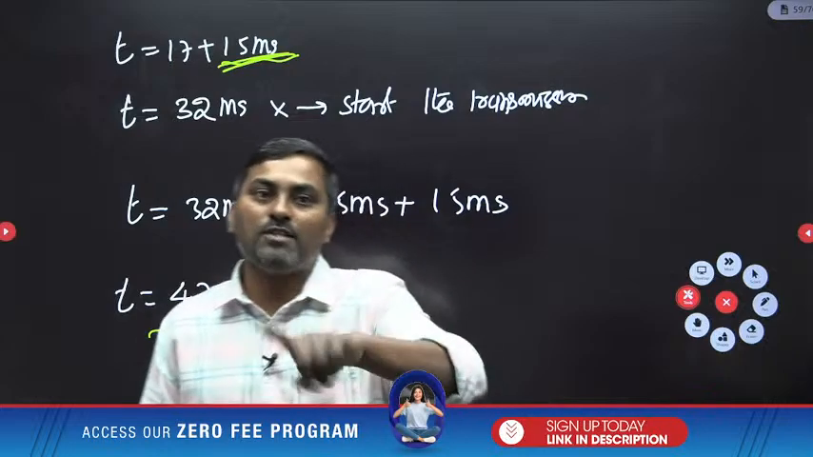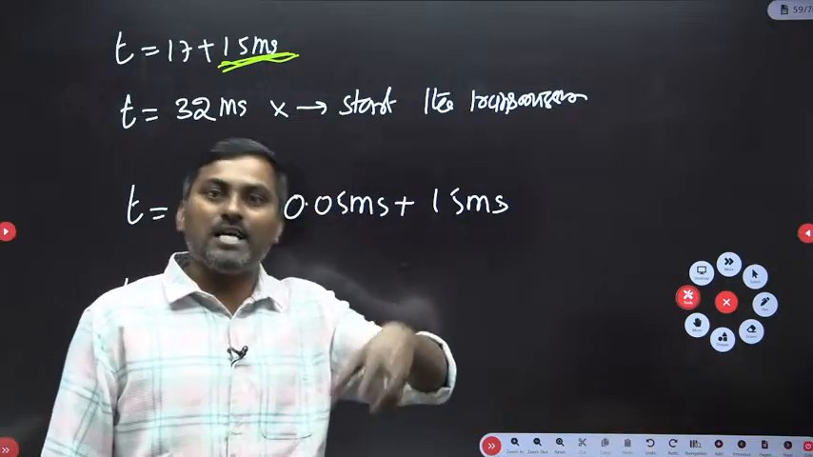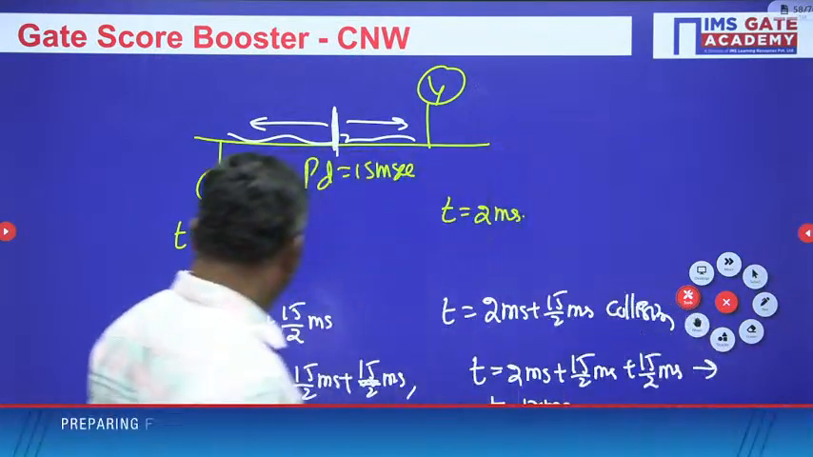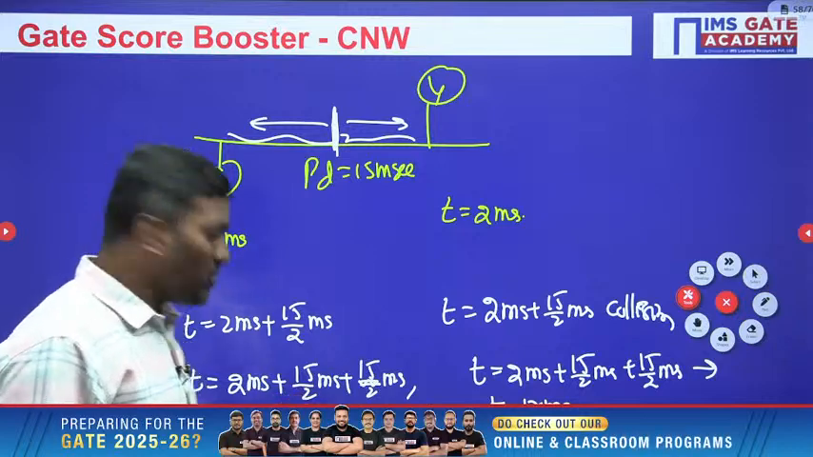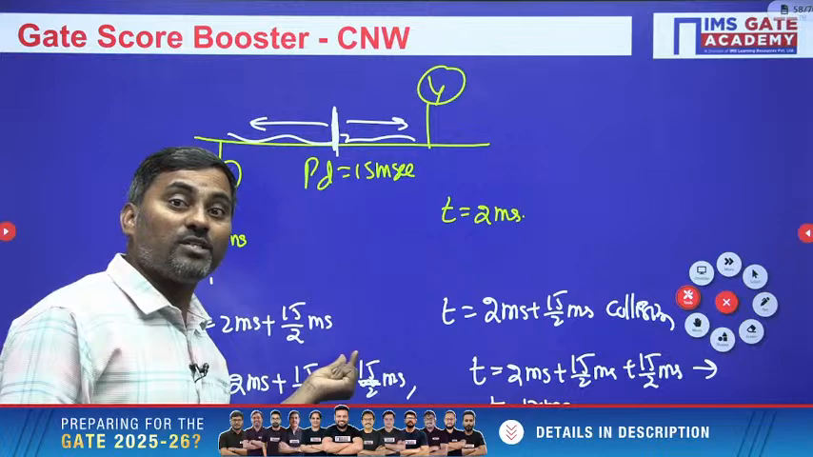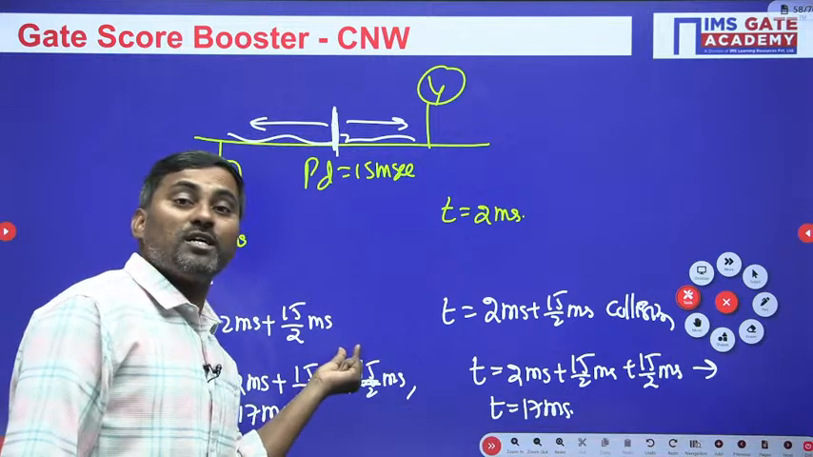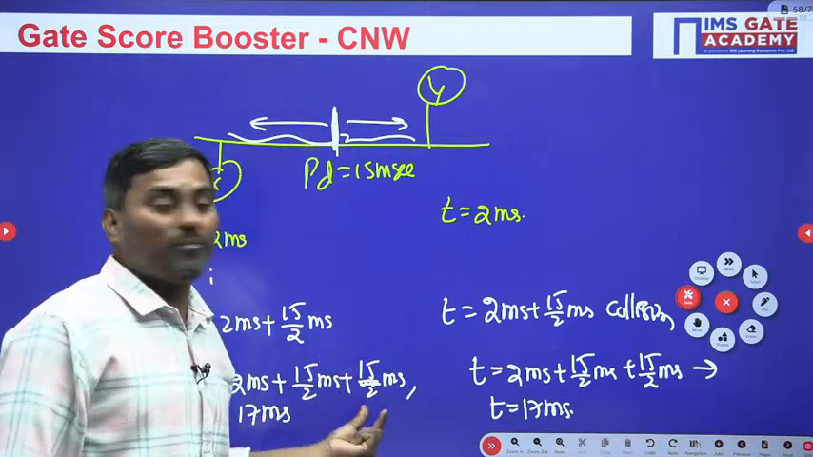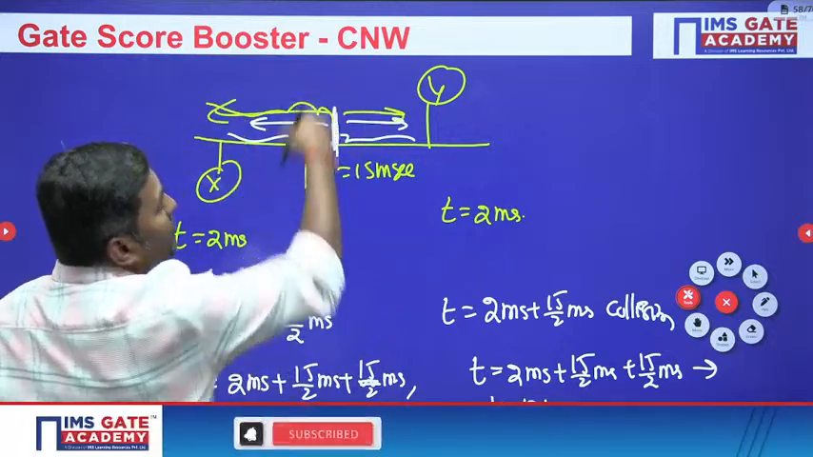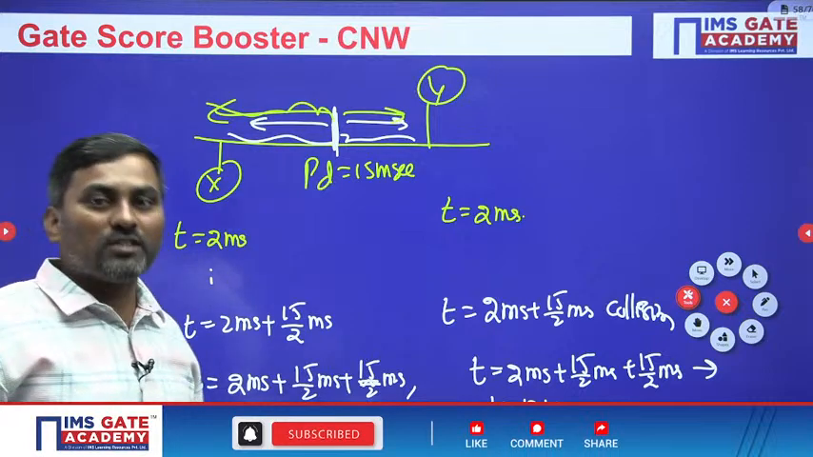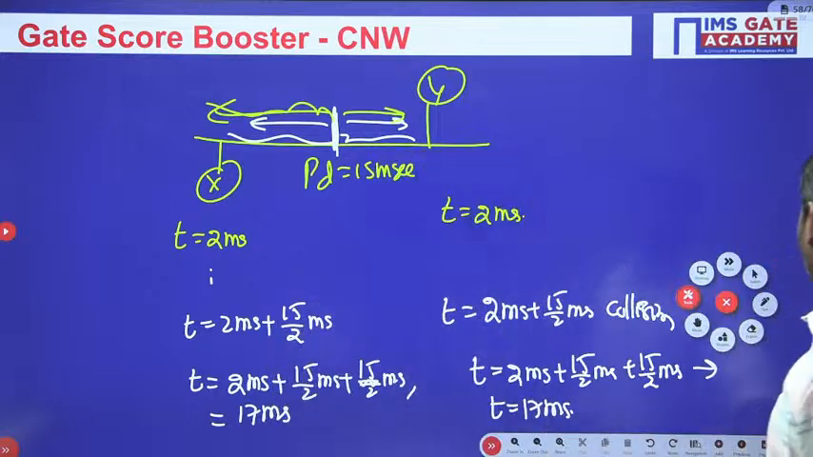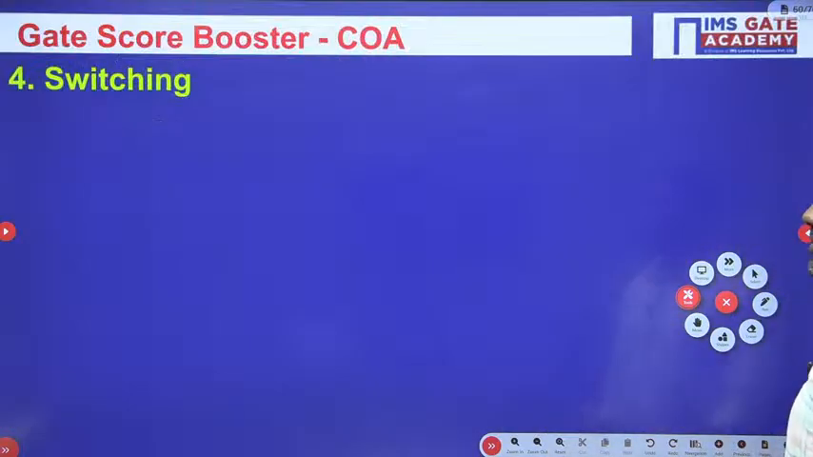Suppose if a jam signal is there, I should consider the jam signal transmission delay, correct or not? In this case, 2 milliseconds plus this collision happened plus the transmission time of the jam signal you should consider. Transmission time of the jam signal plus propagation, because when a collision happens, the jam signal will come, somebody will produce it, that you would consider. If they have not given it, fine. So this way you should answer it. I hope this is clear.